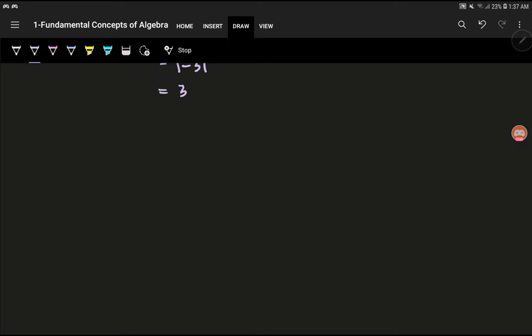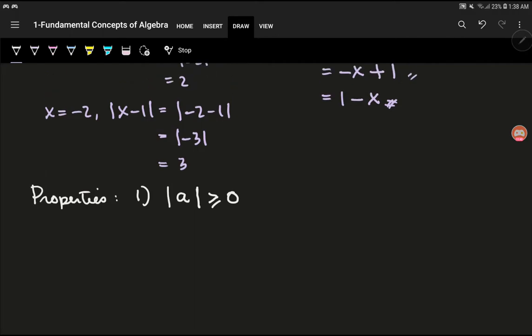Alright. So since we are dealing with the function of absolute value, we should know a few properties of absolute value. Property number one: the absolute value of A is always greater than or equal to 0. Because we say that the absolute value geometrically means the distance from 0 to A, it means that the absolute value of A is always positive or equal to 0.